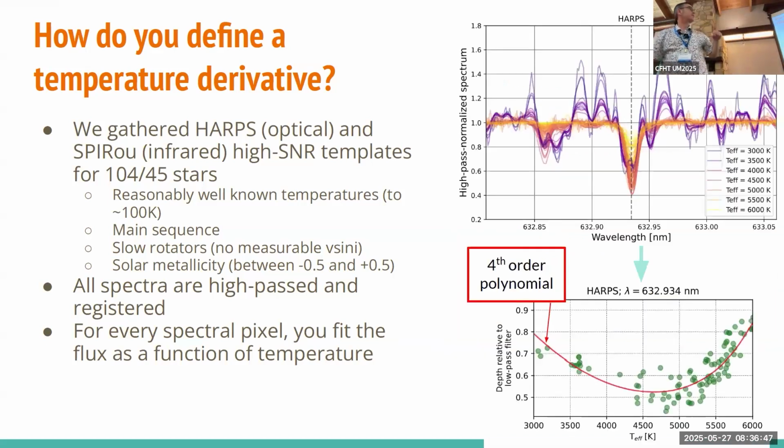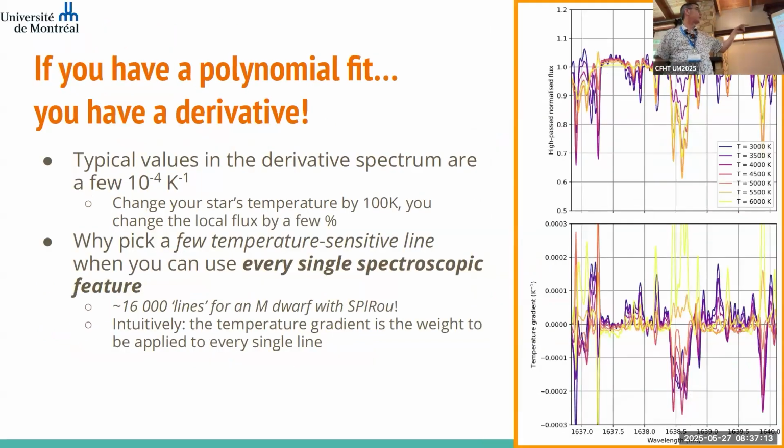So we made libraries. That's for HARPS, and you take one pixel, that central pixel at 632 something, and you ask what happens to it. Well, it gets deeper and then shallower as you change temperature, so you can fit a polynomial. If you have a polynomial, you have the derivative of the polynomial. Therefore, you have a derivative with respect to temperature for that pixel, and you have it for the entire spectrum. So we did it for all objects. That's SPIRou, and you get temperature derivative spectra.